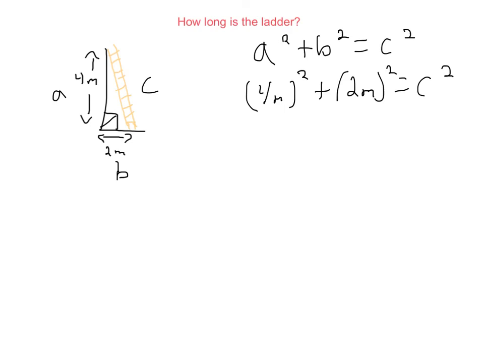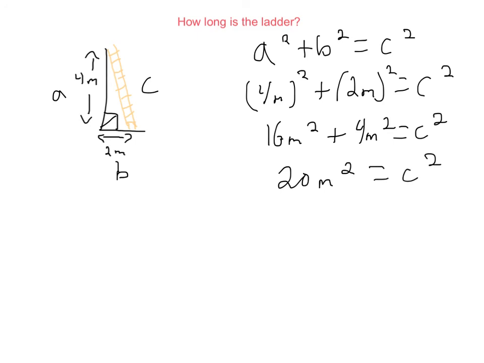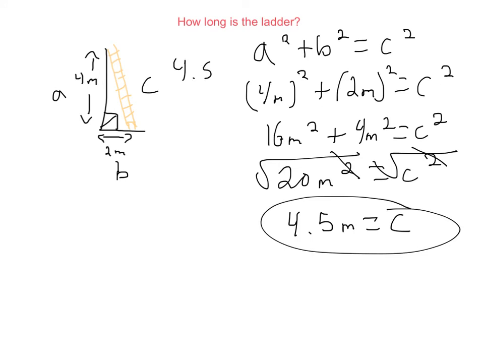4 squared is 4 times 4, which is 16 meters squared. Plus 2 meters times 2 meters is 4 meters squared equals c squared. When we add them together, we're going to get 20 meters squared. And all we have to do now is square root to find the side length. When we square root both sides, the squares cancel out, and we're left with 4.5 meters equals c. And the answer becomes 4.5 meters.